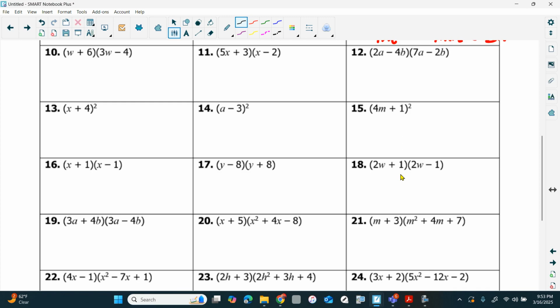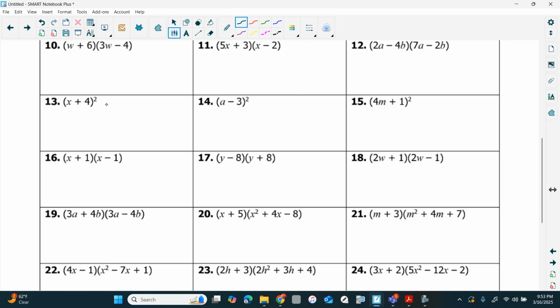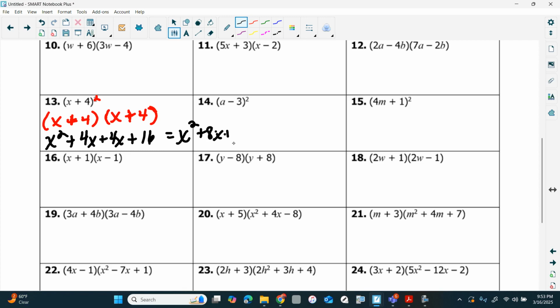Here you have to remember on 13 through 15, anything with the parentheses with an exponent of 2 basically means you have 2 factors of that binomial. So I'm just going to write it twice. Sorry if it's not coming through correctly. There it is. And then I'm following FOIL method. So I'm just distributing. This is x squared plus 4x plus another 4x plus 16, which is just going to simplify to x squared plus 8x plus 16.